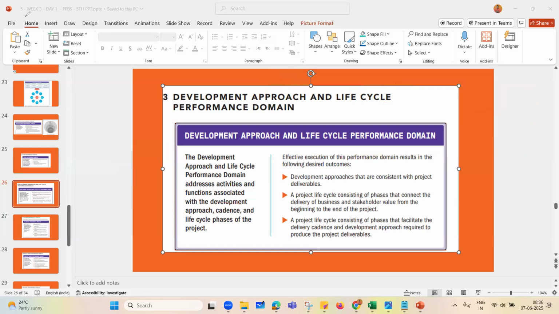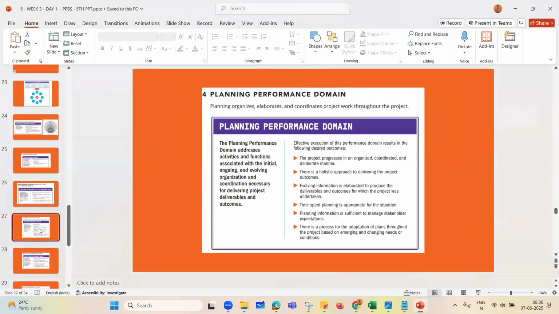If no question, let's move to the next performance domain. What is the next performance domain? Any idea? Because we have decided which approach we are going to follow, now it's time for planning. So the planning performance domain organizes, elaborates, and coordinates project work throughout the project. Now again, someone else please read this other than Abhishek. The left side of the card, please.